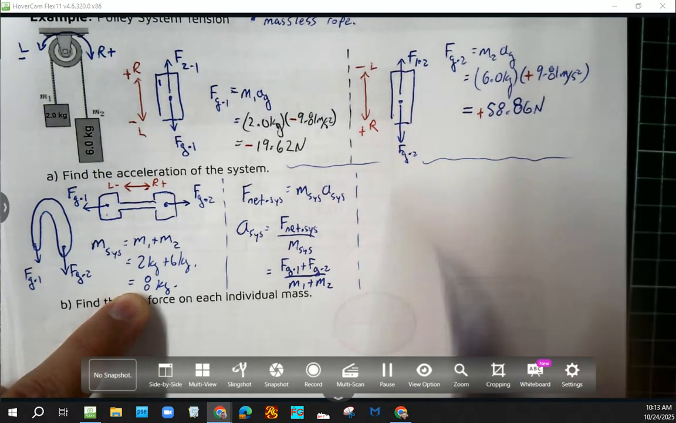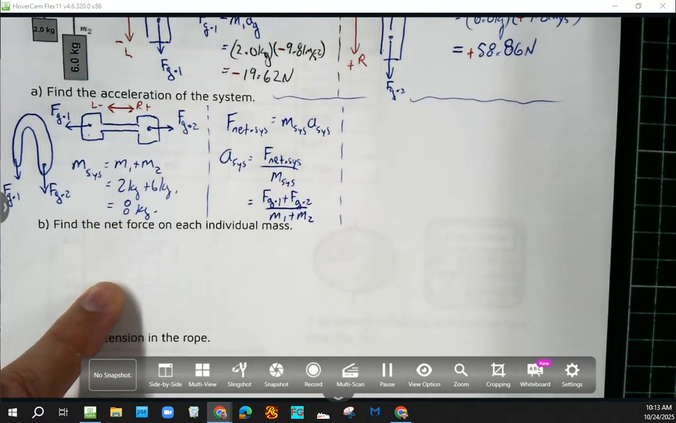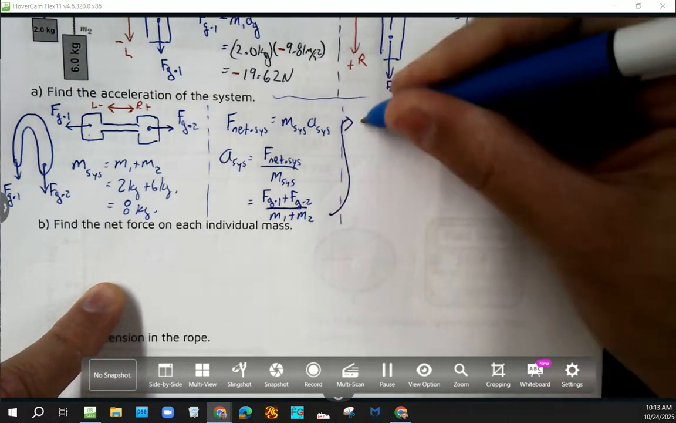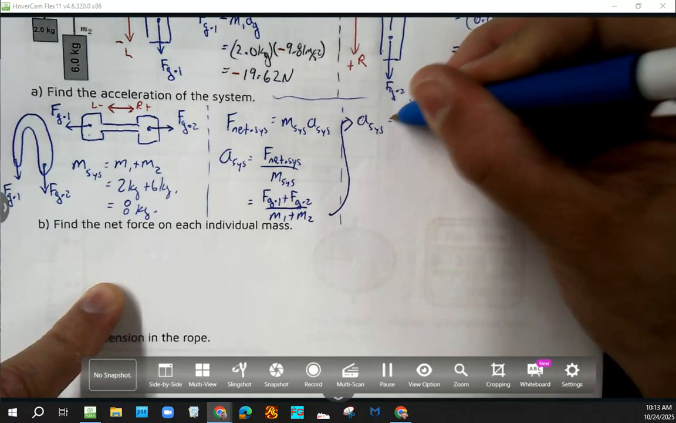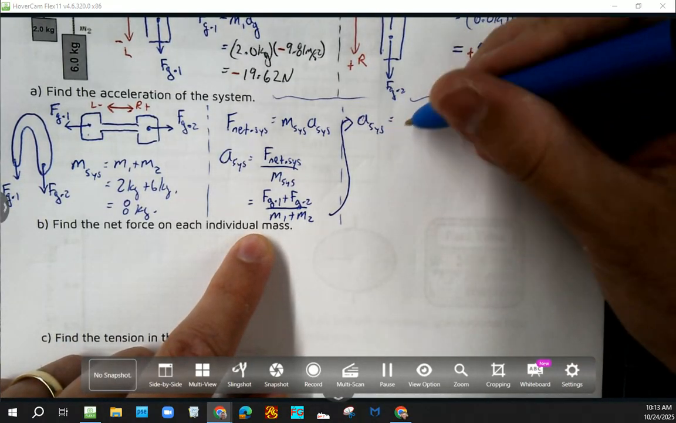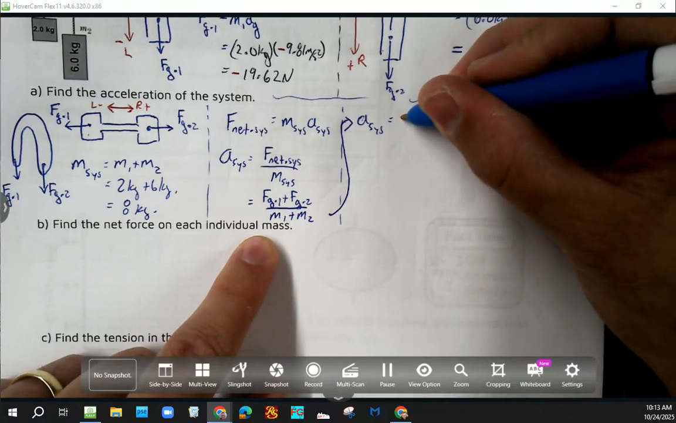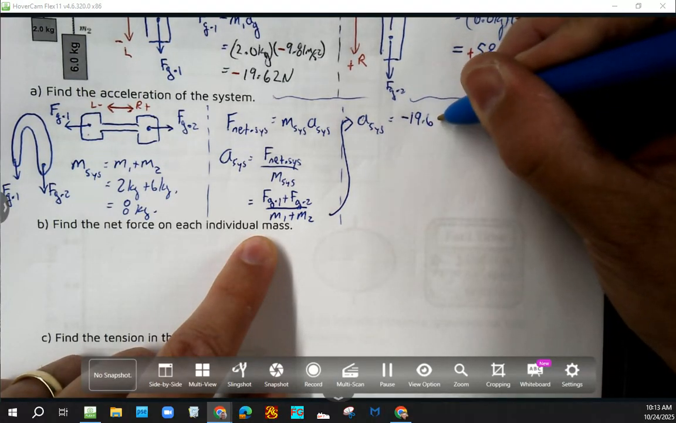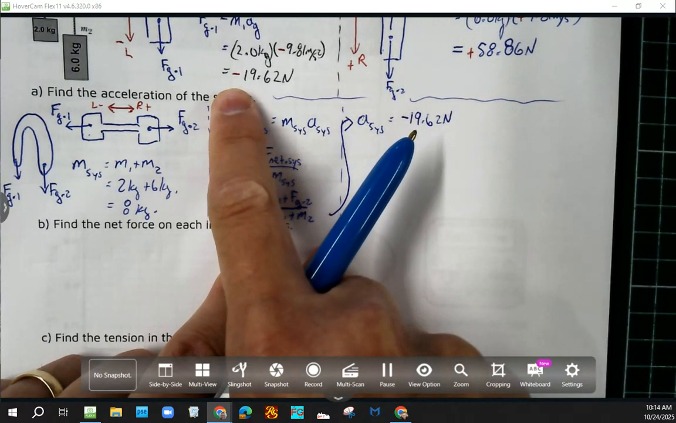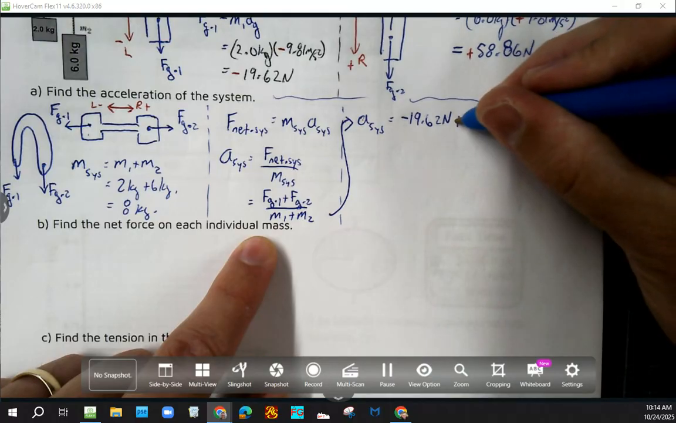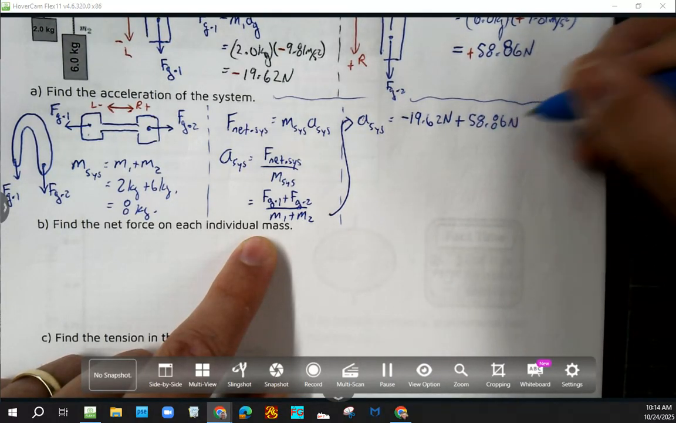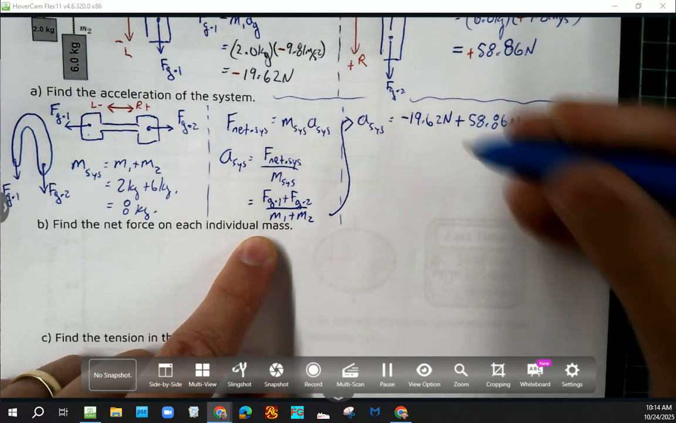Give myself a little constructive partition there. Come back up to the top, and I want to start plugging in some values. So the acceleration of my system would be equal to Fg1. Now conveniently, we already calculated this. Fg1 is negative 19.62 newtons. Remember that negative sign matters. It came from the reference frame. It matters. Plus 58.86 newtons. Again, that positive sign matters.